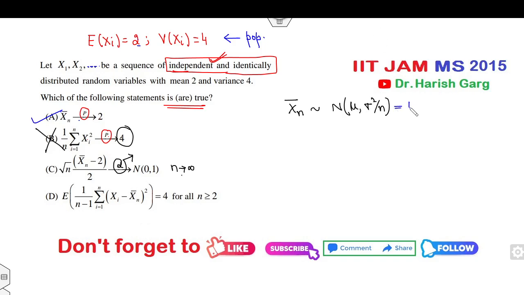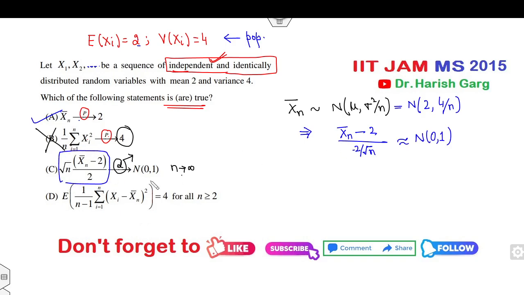So I can substitute the values. Population mean is 2. Sigma square is 4, divided by n. So you can write it in terms of Z: the sample mean minus the mean, divided by 2 over root n. This will follow the normal distribution 0, 1. And you can see this is the same value which I have given to you. And yes, it follows the normal distribution.